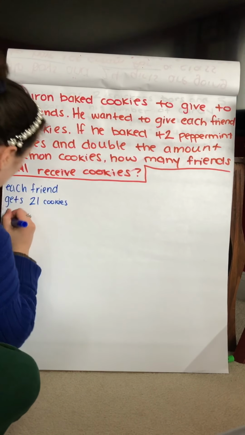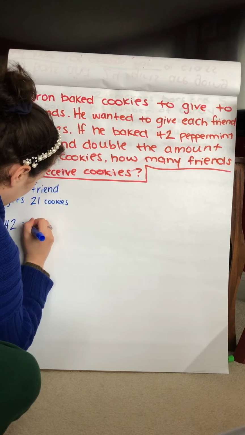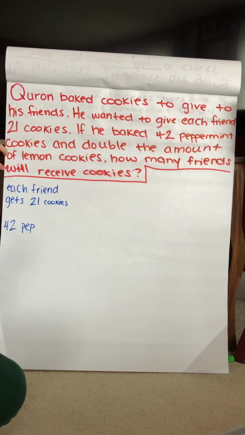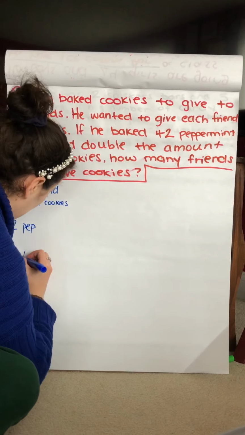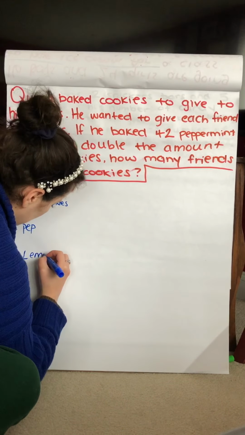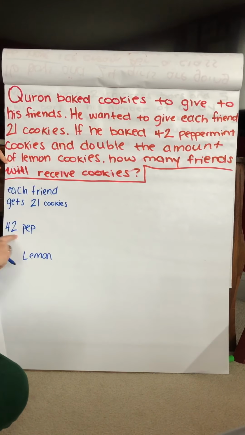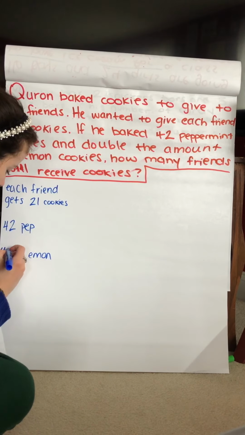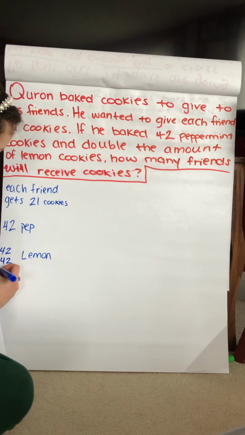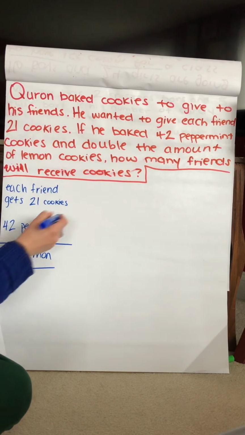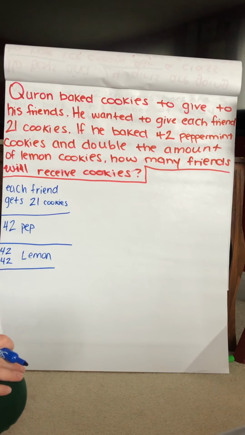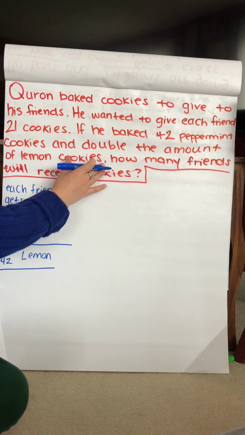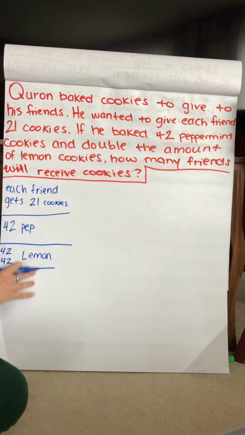If he bakes 42 peppermints, so we know 42 peppermint, and double the amount of lemon. So that means for lemon, it's going to be double what it was for peppermint. So if we're doubling the number from peppermint, that means we're doing 42 and 42 again. That's how much lemon there are. There's 42 peppermint, and each friend is getting 21 cookies. Just by writing down the information that I know, I'm already making my life easier, because when I get to what the question is actually asking me to figure out, I have all my important information here.